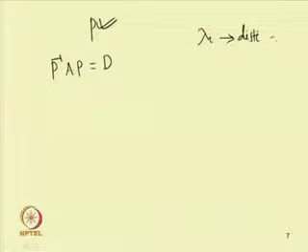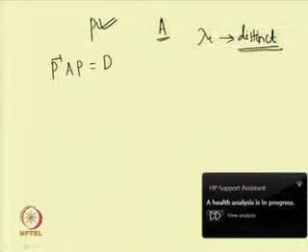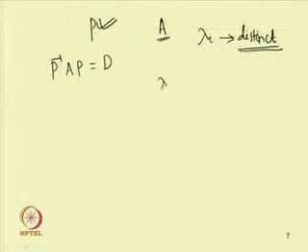So, if all the eigenvalues of A, which are lambda i, are distinct, then we can have a matrix P such that P inverse A P equals D. So, in this case, let lambda 1, lambda 2, up to lambda n be the distinct eigenvalues.